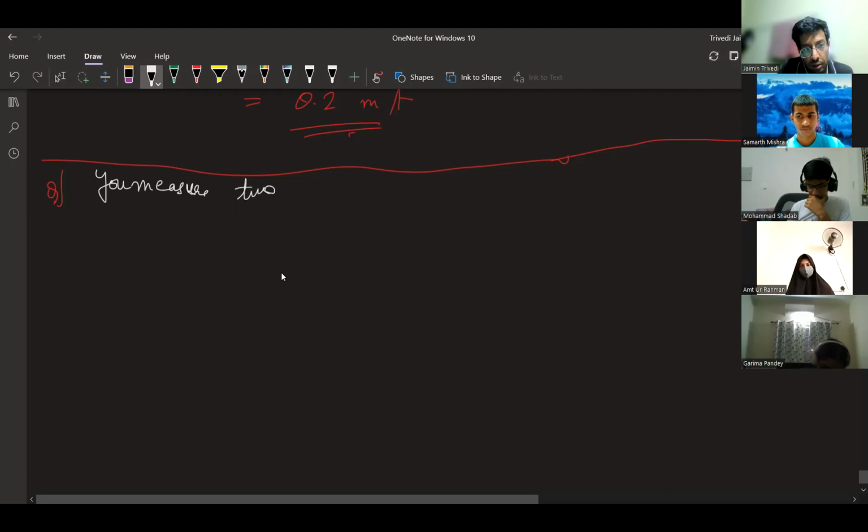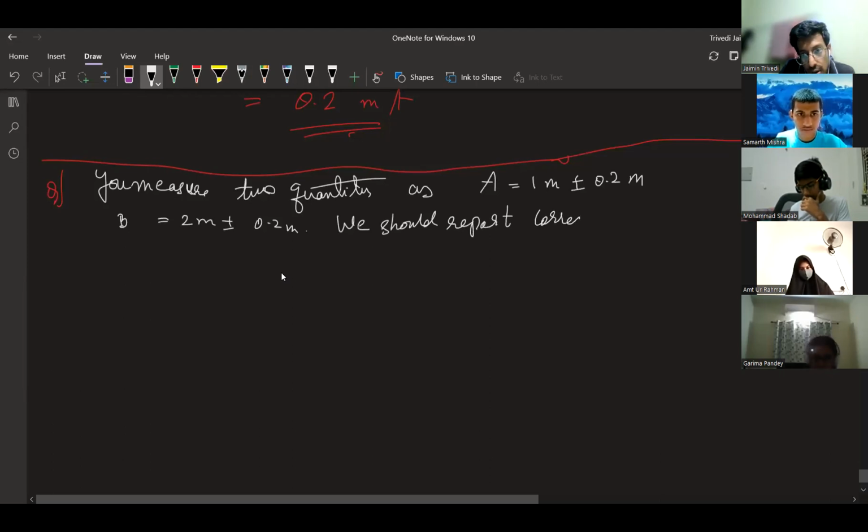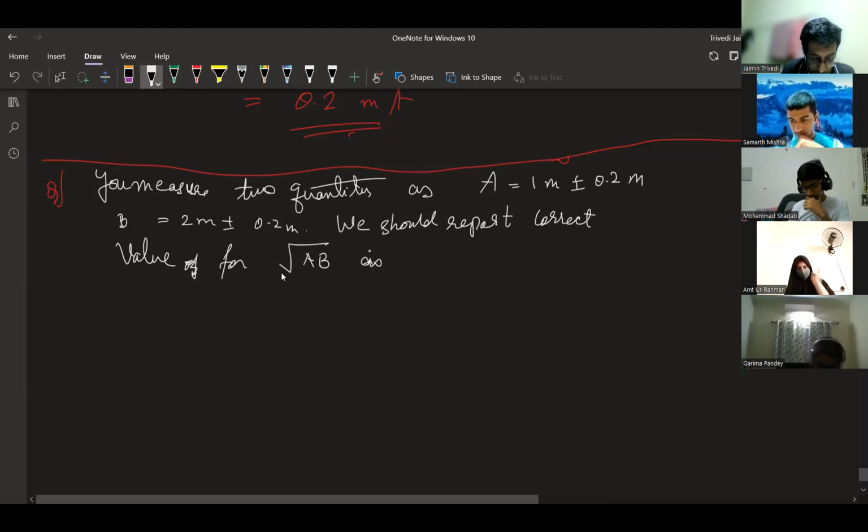You measure 2 quantities as A, 1 meter plus or minus 0.2 meter. B, 2 meter, plus or minus 0.2 meter. We should report the correct value for root AB, not just AB, root AB.